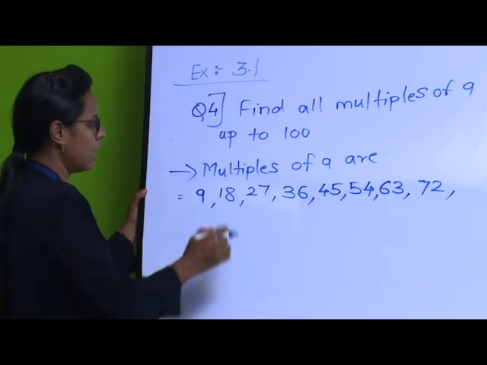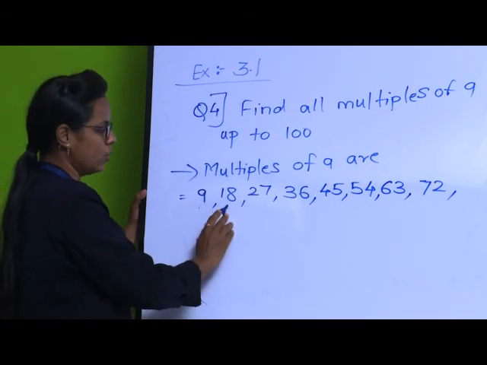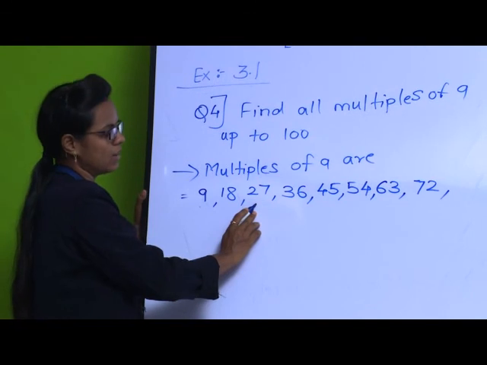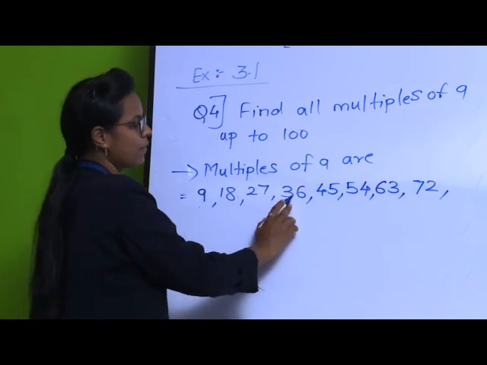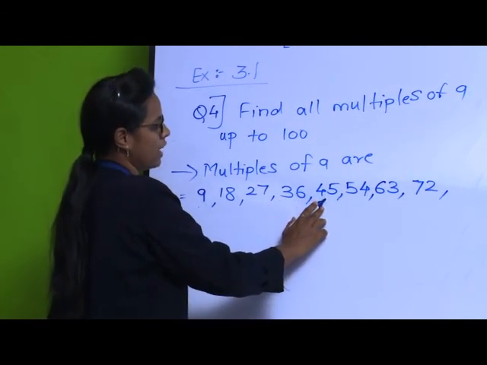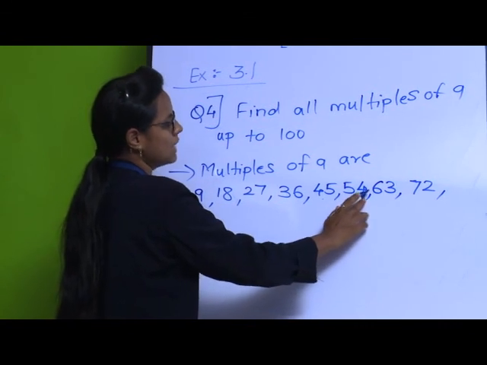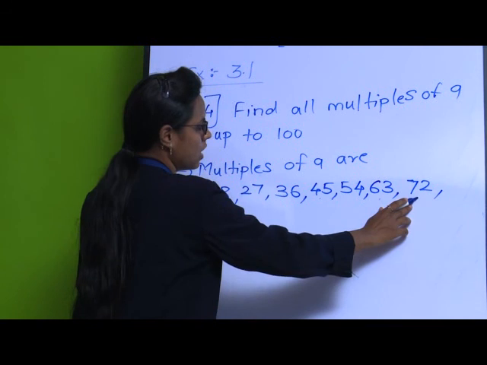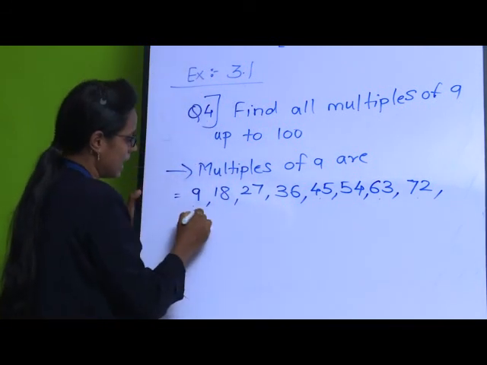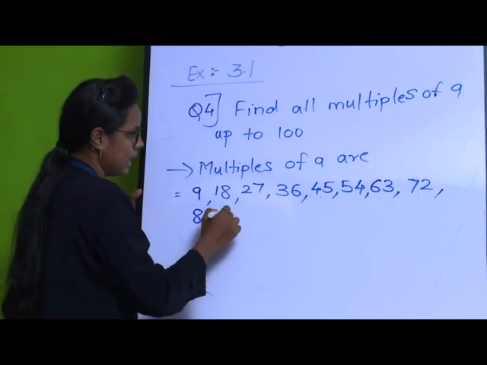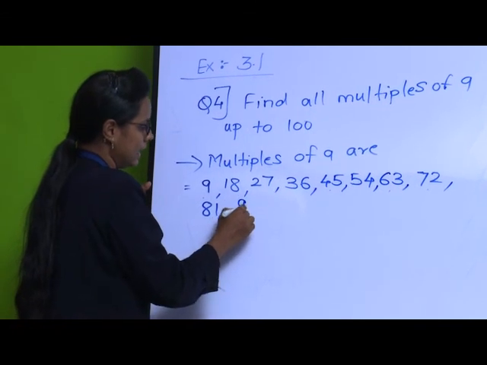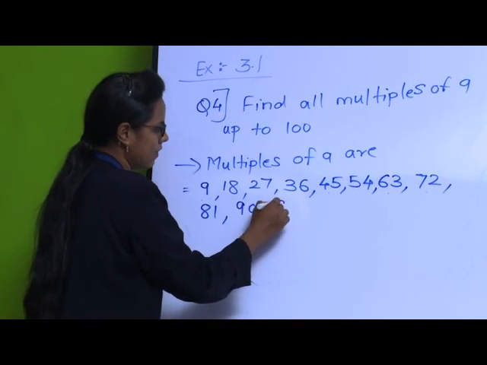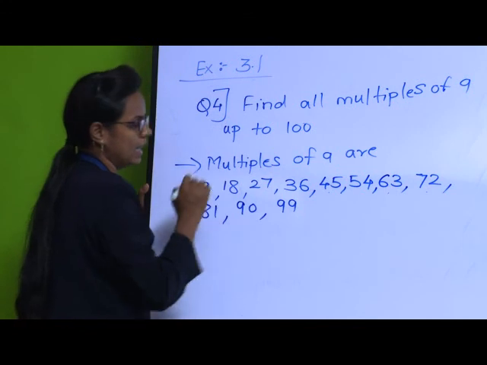Let us take one more time. 9 1s are 9, 9 2s are 18, 9 3s are 27, 9 4s are 36, 9 5s are 45, 9 6s are 54, 9 7s are 63, 9 8s are 72, 9 9s are 81, 9 10s are 90 and 9 11s are 99.